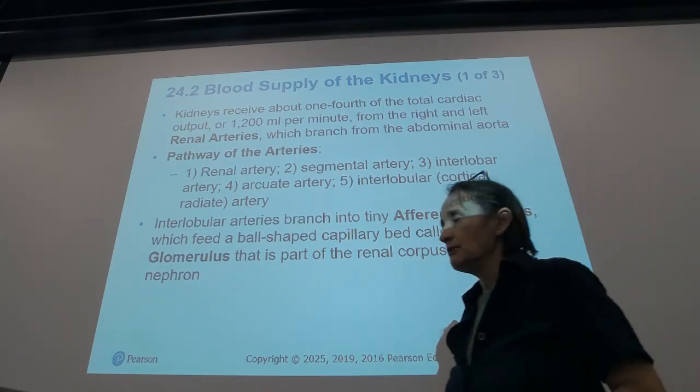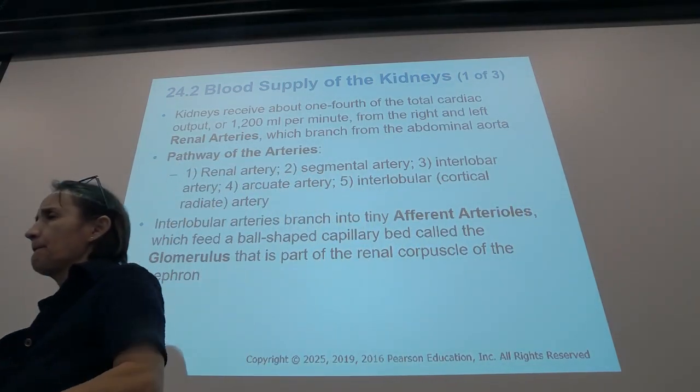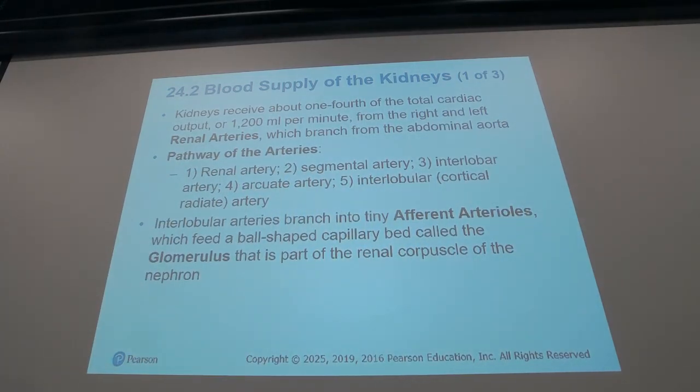So the kidneys receive a lot of blood supply. They receive 1,200 milliliters per minute, a little bit over 1 quart. And they receive the blood from the renal arteries, the right and the left. The right provides blood supply to the right kidney, the left to the left kidney. And this is the pathway for how the renal arteries branch once they reach the kidneys.